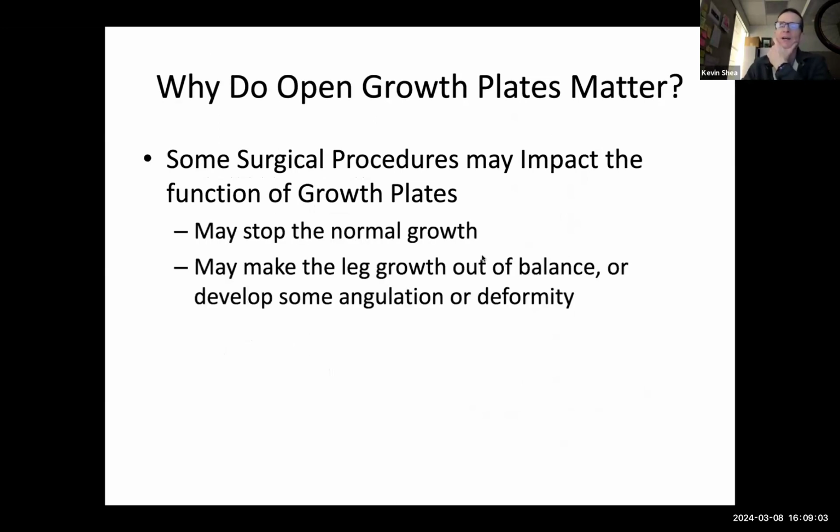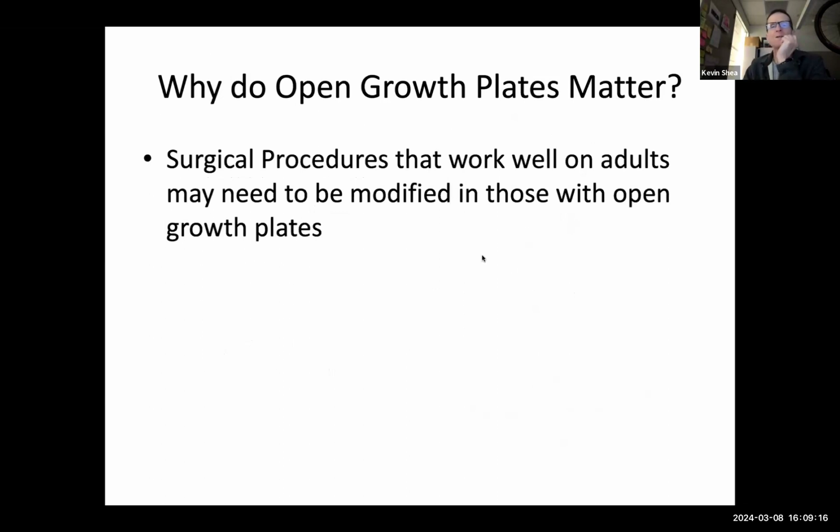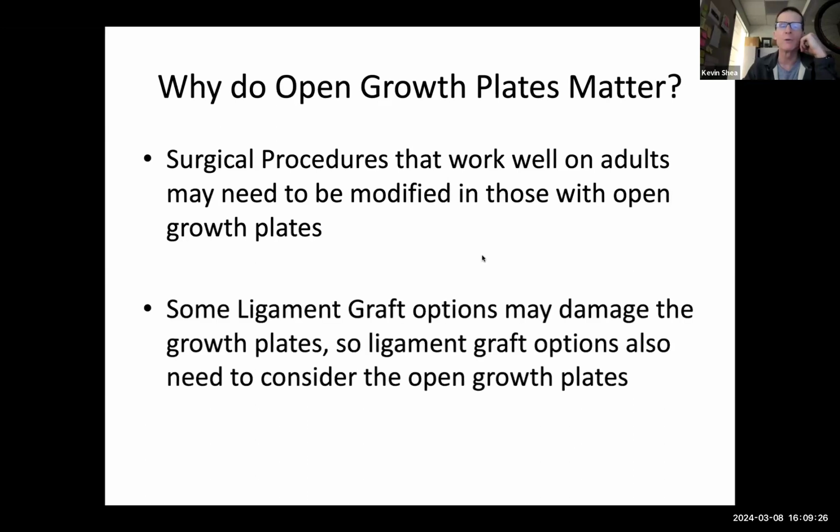stop normal growth. Your leg may then grow out of balance. It might be short, it might grow with some angulation, with some flexion, some type of deformity, and could leave you with a leg length discrepancy where you're shorter on one side than the other. So we have to bear in mind that the surgical procedure I might do on a 28-year-old or a 35-year-old, I don't have to worry about growth plates. But in kids, within those age groups, I've got to worry about open growth plates.